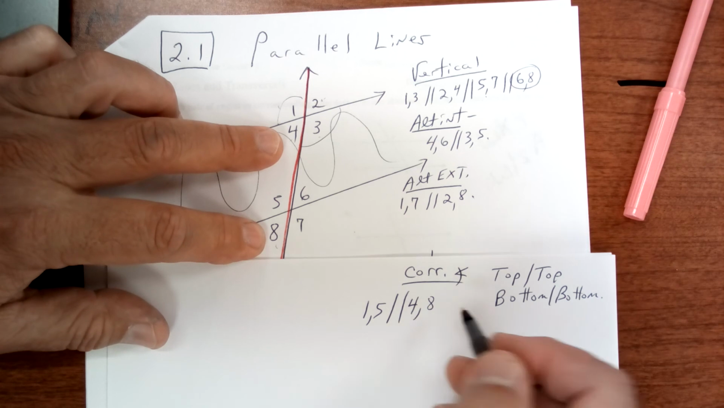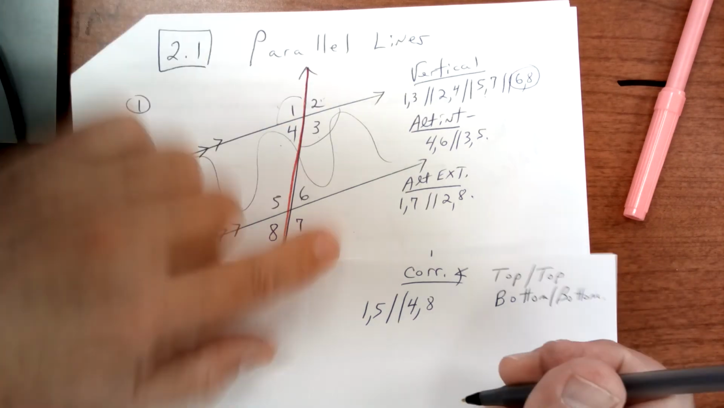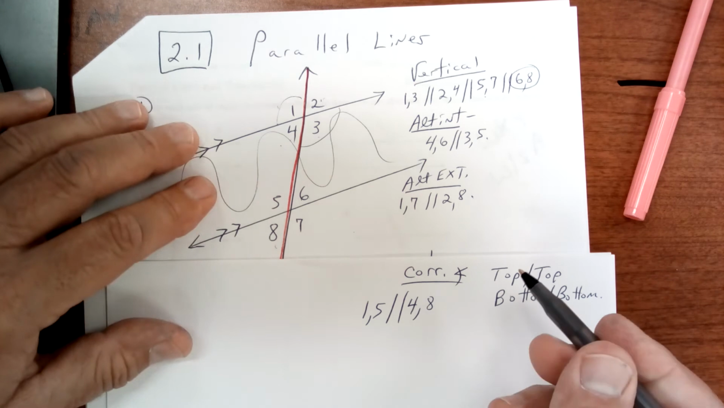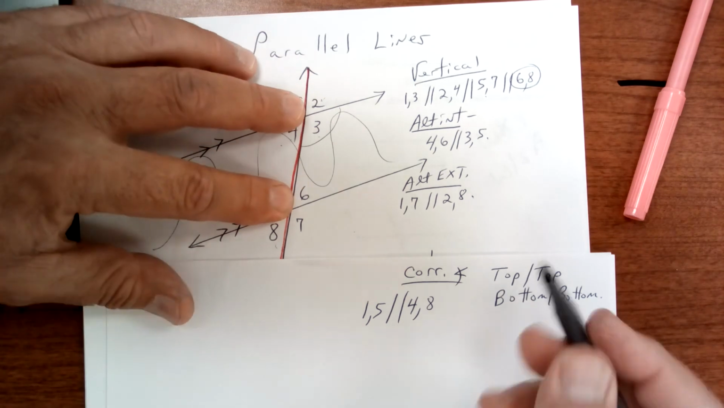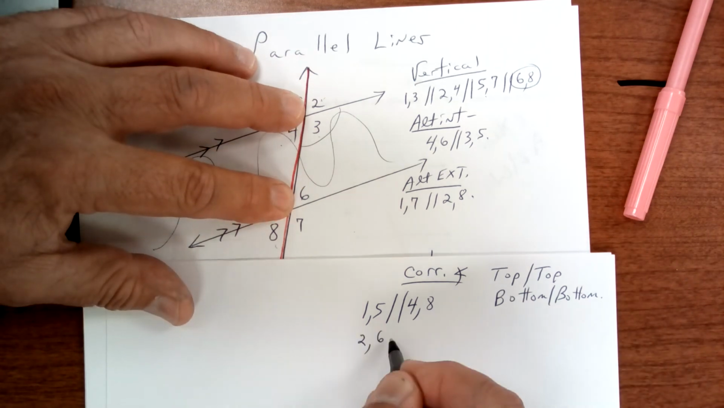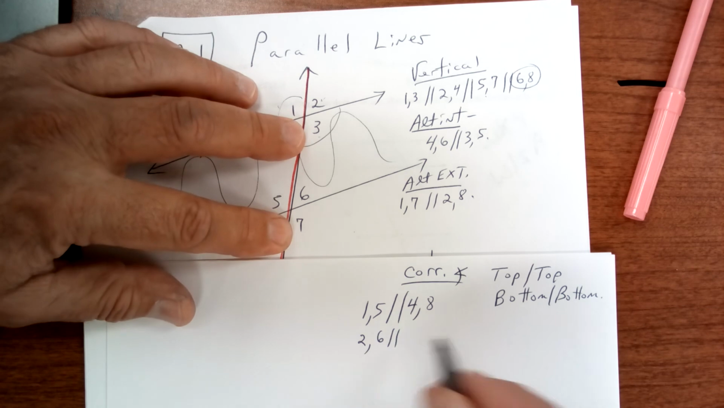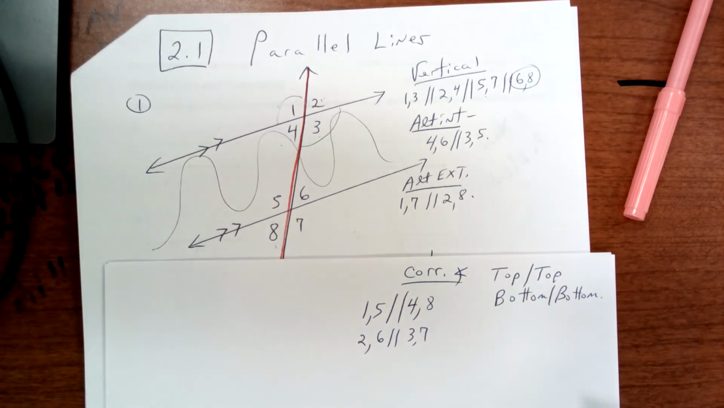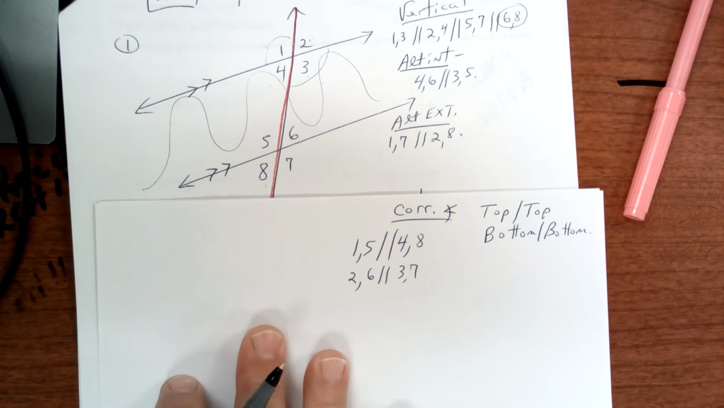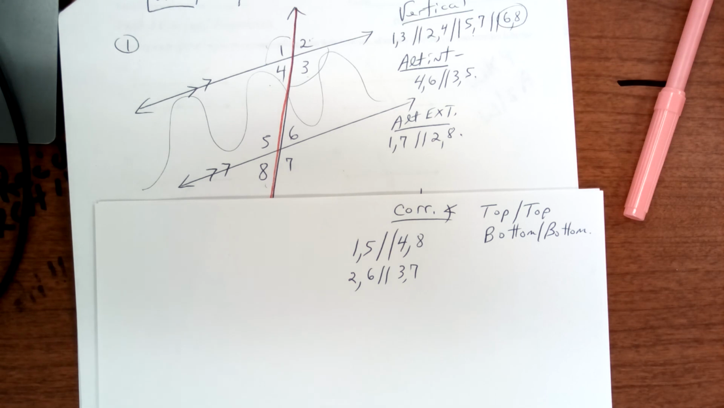Okay, what about this other side of the line? What's top, top over there? Top, top would be 2 and 6. And bottom, bottom would be 3 and 7. Make sure you understand that. These are all pairs of angles, and we'll talk about their relationship in a minute, but we need to learn what they are. Okay? Let me see what else we have. Of course, there's supplementary and complementary and adjacent.